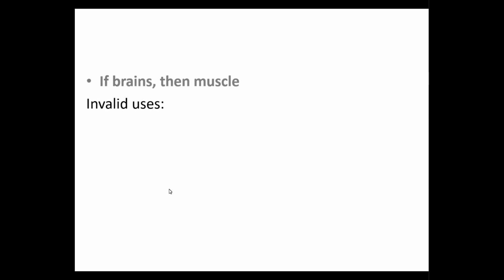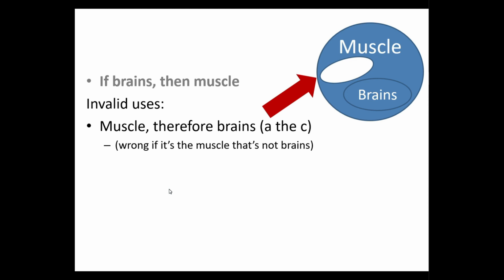But of course, with this concept, with this if-then relation, comes invalid uses of it. He could conclude, for example, that if he has muscle, then he has brains. He could affirm the consequent. Now, the logical issue with this is that it doesn't necessarily follow. Why? Because there's plenty of muscle that isn't brains. So acquiring more muscle doesn't mean acquiring more brains necessarily. So this is logically an invalid move because you could gain muscle that's not brains. Or you could have muscle that isn't brains.